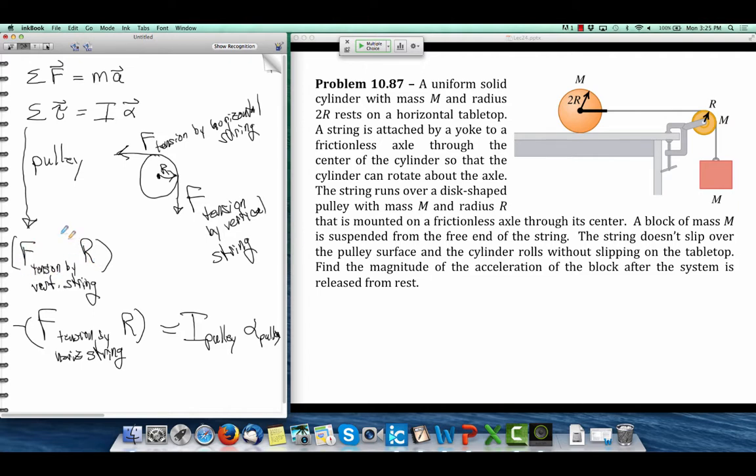So this force, the tension by the vertical string, is in the Newton's second law equation for the mass. And so is the weight of the mass, capital Mg. Those two forces add up together to give you a net downward force, and that net downward force is the capital M times the acceleration of that mass.